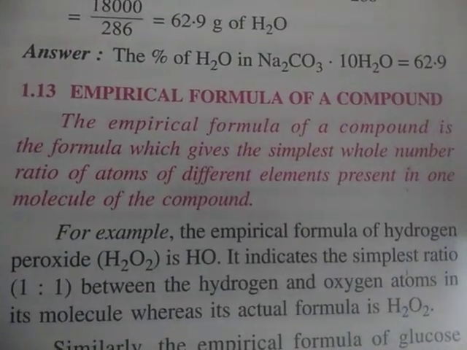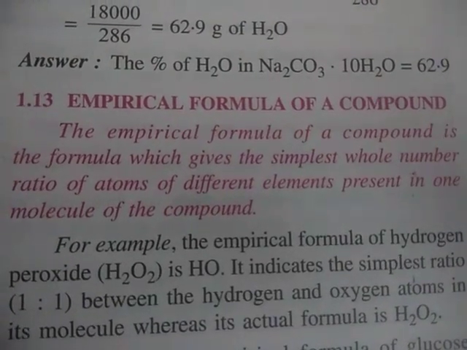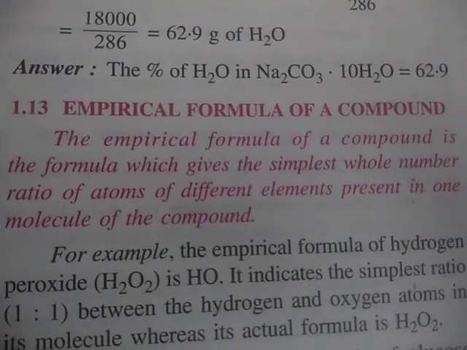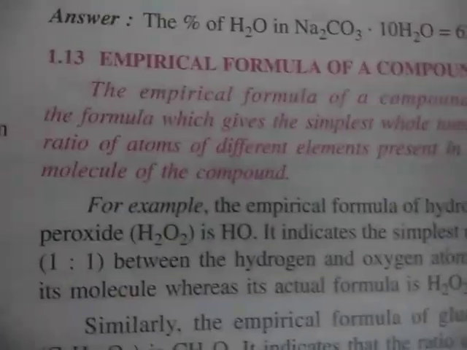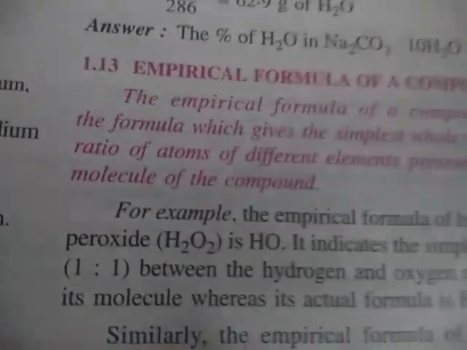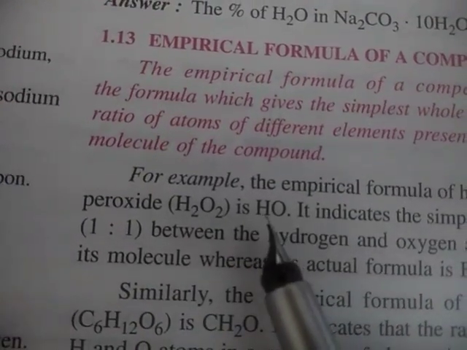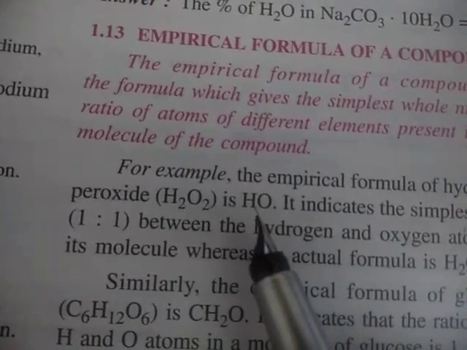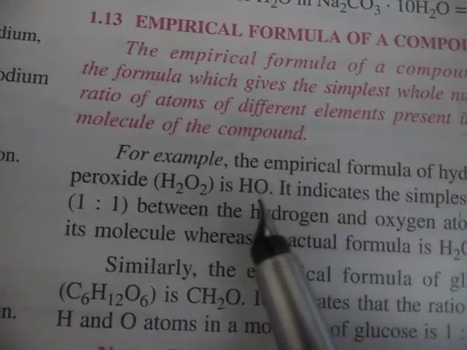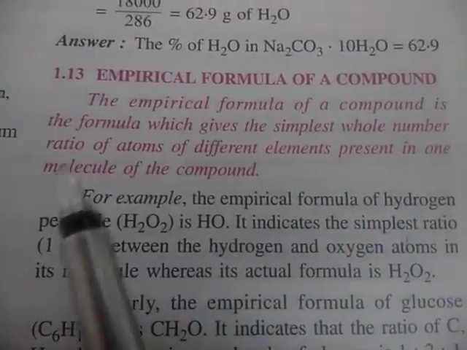Now the empirical formula of a compound. The empirical formula of a compound is the formula which gives the simplest whole number ratio of atoms of different elements present in one molecule of the compound. Let me give you one example. One example is also written there, like H2O2. If you just cancel out this number, it will become HO. Although hydrogen peroxide has the formula H2O2, the empirical formula of hydrogen peroxide is HO, because it is written as the simplest whole number ratio.